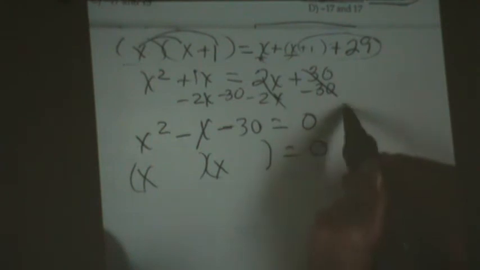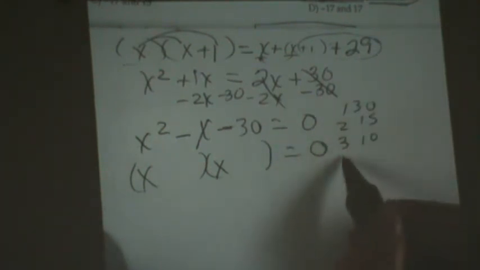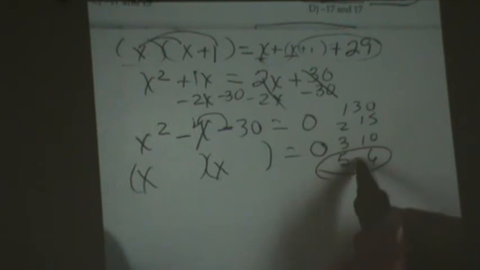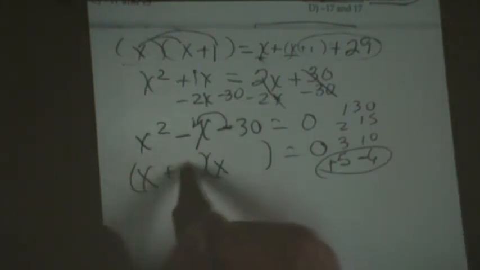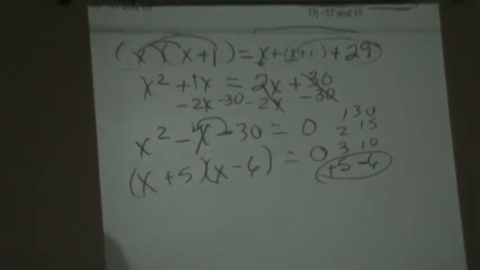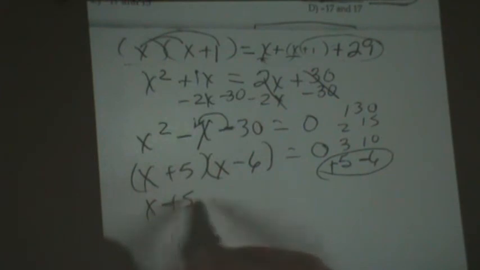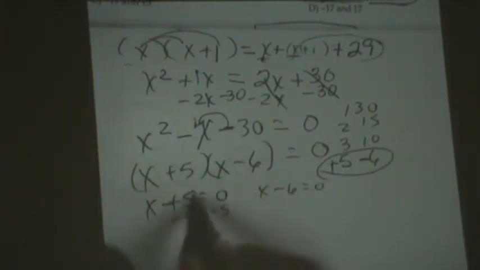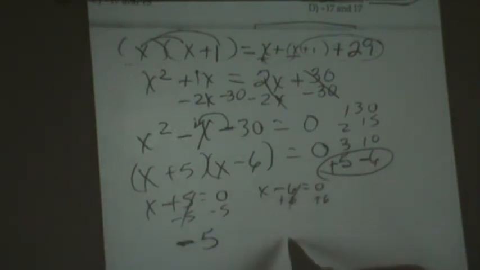Okay, 30: 1 times 30, 2 times 15, 3 times 10, 5 times 6. Subtract to give you 1. 5 and 6. You need a negative 1. Negative 6, positive 5. Okay, so setting each factor equal to 0. It's a negative 5. And this gives you a positive 6.